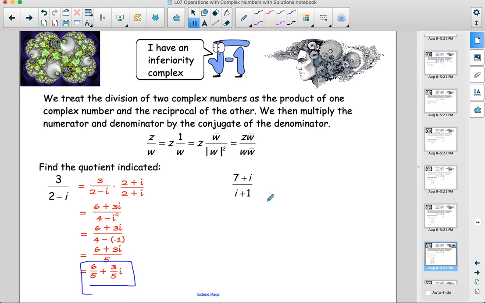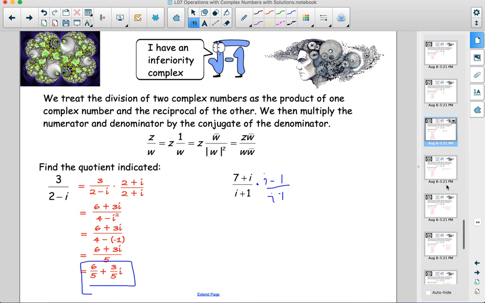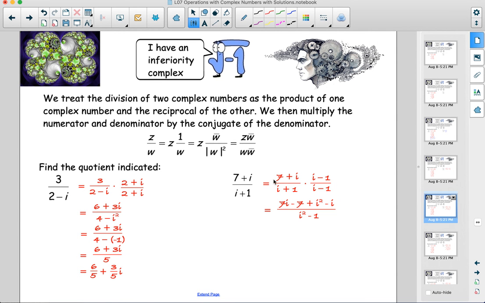All right, time for the next example. You can pause whenever you wish. You're in control of the timing, but the conjugate, we should be doing i minus 1 over i minus 1. So I'm going to move on to the next slide. 7 plus i over i plus 1 times the conjugate of the denominator, i minus 1 times i minus 1. That's going to give me 7i minus 7 plus i squared minus i. And the denominator is just going to be i squared minus 1.